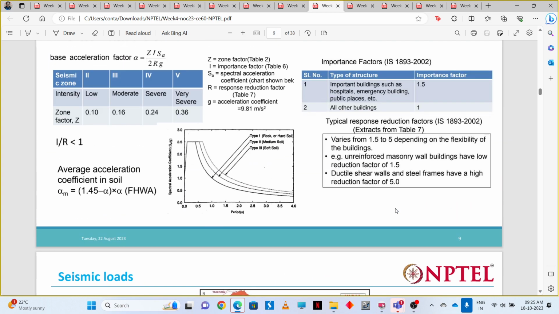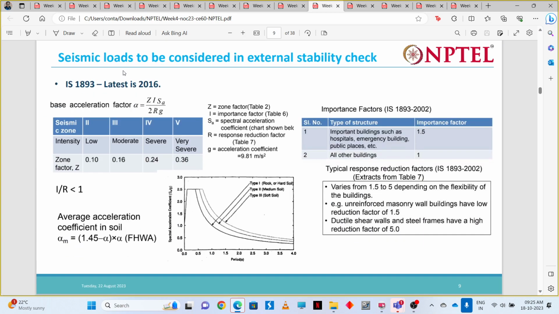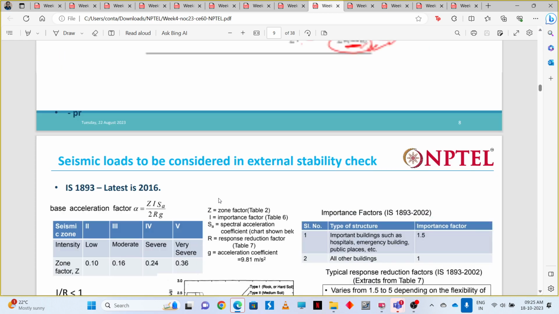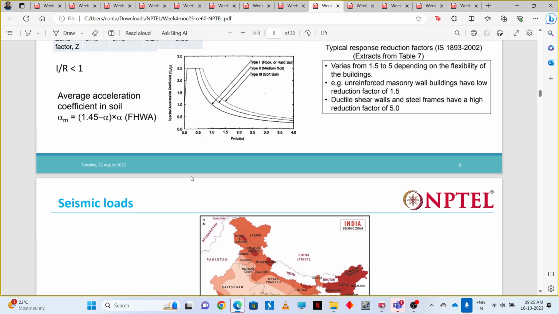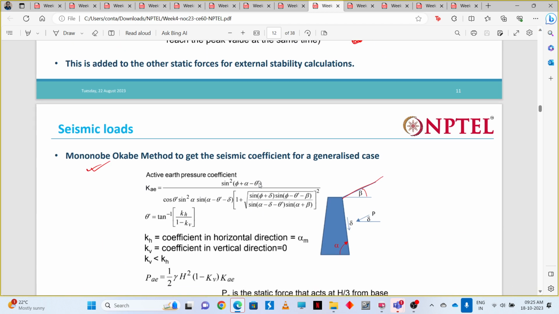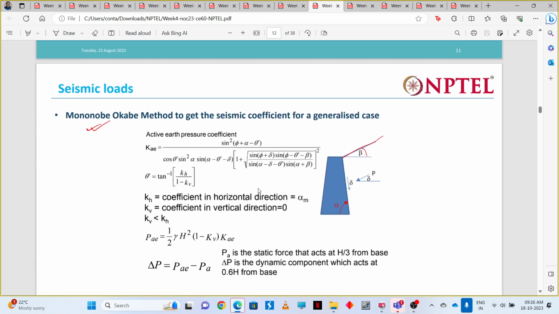Okay, so there are various methods with which you can calculate the lateral pressure due to seismic loads. Those are given here. We discussed this, and some problems were also given in the assignments regarding this. This is also important from the exam point of view.